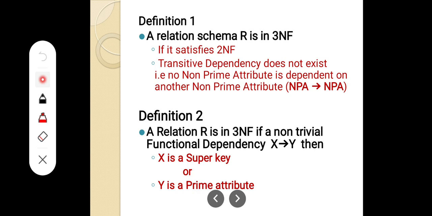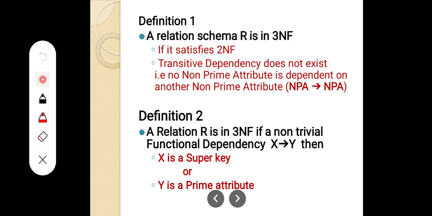So how can we identify a transitive dependency? If a non-prime attribute is dependent on another non-prime attribute, then that is called a transitive dependency. These are the two conditions. The first condition is that it must be in 2NF, and the second is that transitive dependency does not occur. So how can we identify transitive dependency from the set of functional dependencies? A non-prime attribute determining a non-prime attribute is not satisfying 3NF.